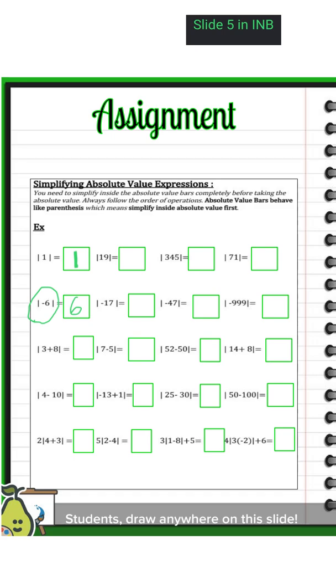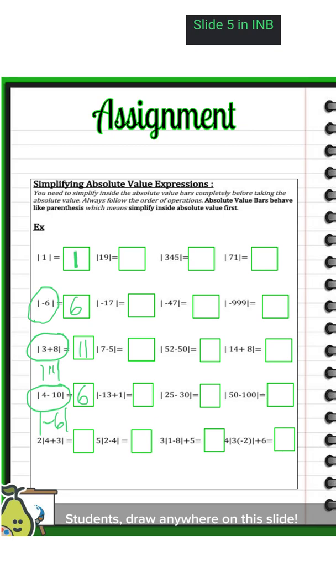Now let's look at this next one. The absolute value of 3 plus 8. Well, we need to simplify what's on the inside of those bars first. So that's going to be the absolute value of 11. And then the absolute value of 11 is 11, meaning it is 11 units away from 0. Look at the next one. The absolute value of 4 minus 10. If I simplify what's in the absolute value, 4 minus 10 is negative 6. So the absolute value of negative 6 is 6.